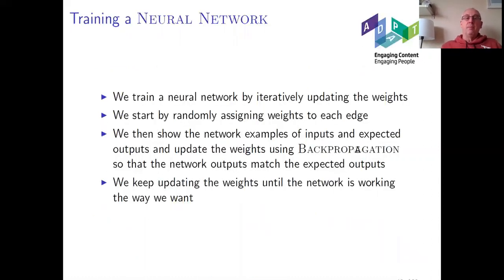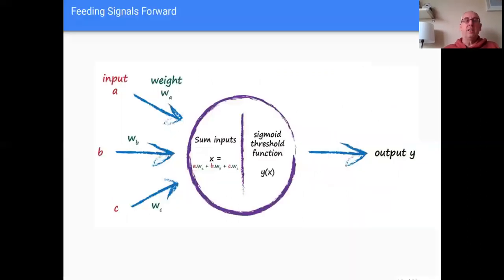We train a neural net by iteratively updating the weights. We start by randomly assigning weights to each edge, and then we percolate back the error, if we're using an error metric, via back propagation to adjust the weights so that we then retest on the same input test set, and hopefully we get better performance, and we keep going until we can't get any more improvement from the neural net on our test data. Once we have that, we freeze the neural network, and then we can apply it to new test data.